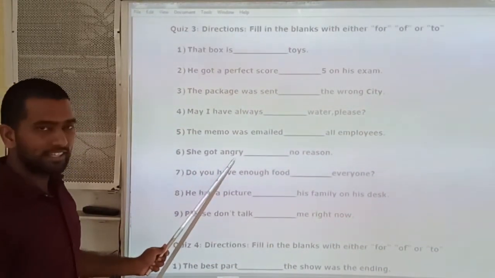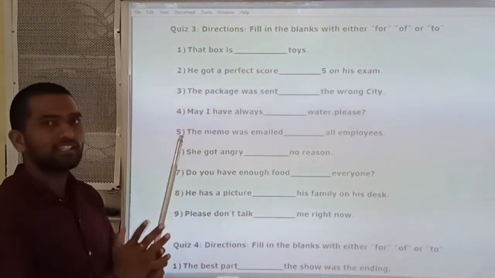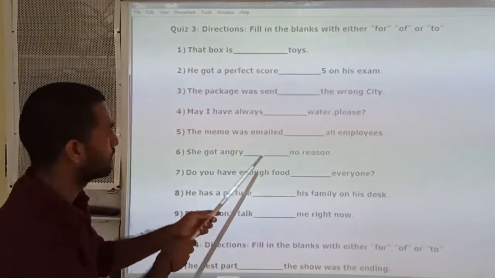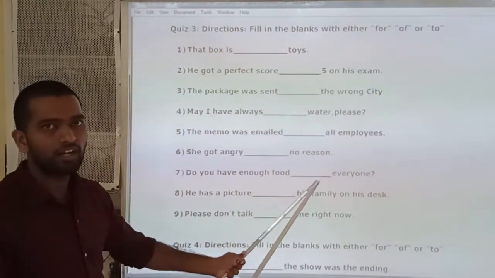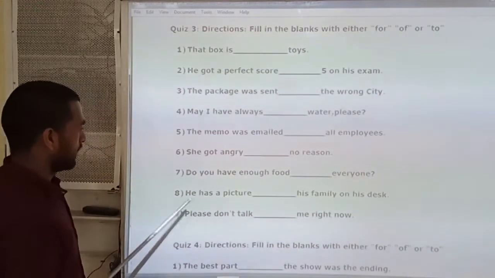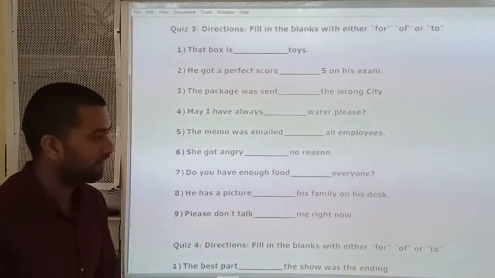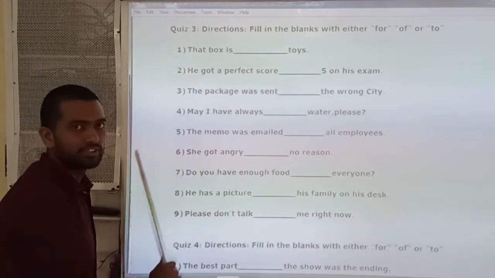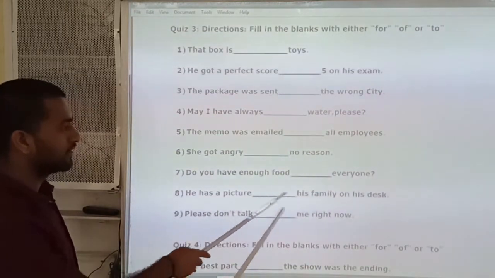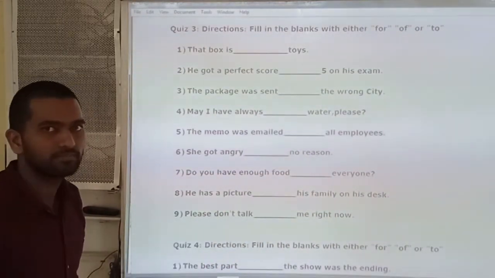She got angry for no reason. So when there is because of or any purpose use, we use the preposition for. Do you have enough food for everyone? He has a picture of his family on his desk. Why of here? Because these two are related to each other. Picture is referred to his family. So we use the preposition of.